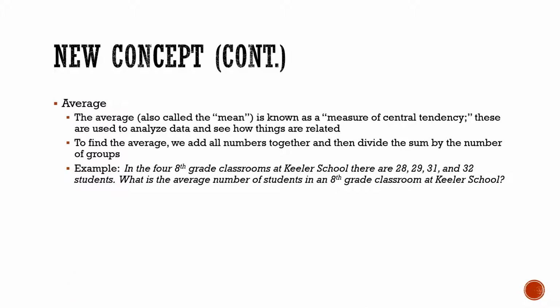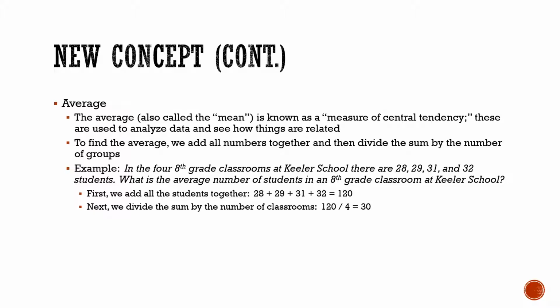Here's an example. Keeler School has 4 8th grade classrooms. One classroom has 28 students, the next has 29, the third has 31, and the fourth has 32. So we want to know the average number of students in each classroom. First we add up all the classrooms, and we get 120. Then, since we had 4 classrooms, we divide that 120 by 4 and find out there's an average of 30 students in each classroom.